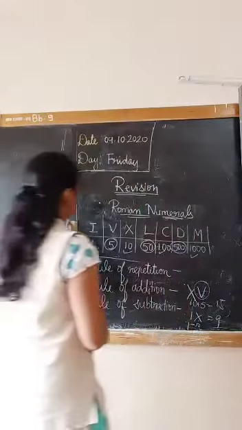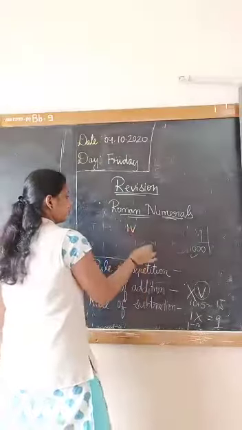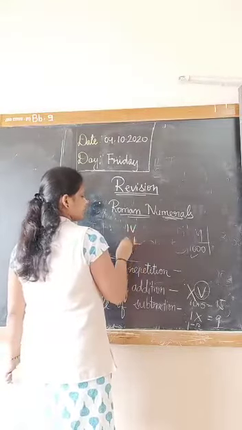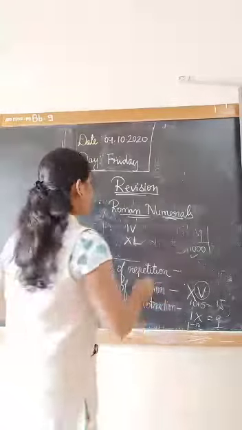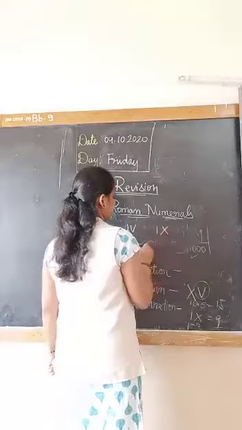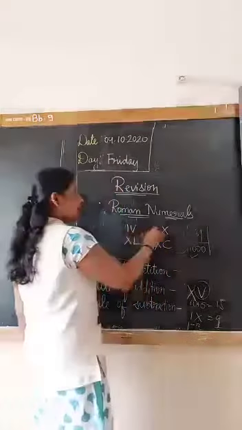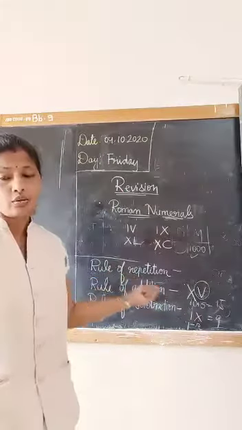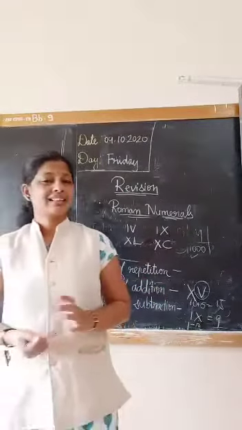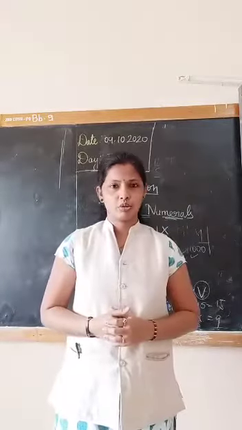Mainly for 4, 9, 40, 90, 400 and 900, we are using the rule of subtraction. So for example, 4 you know, 5 minus 1. 40 is 50 minus 10, correct? Again 9 is 10 minus 1, and 90 is 100 minus 10. So this is how 4, 9, 40 and 90 are written. Here the rule of subtraction is used. So that's it. If you know the rules, then you can easily write numbers in Roman numerals. So that's it about that chapter, I guess.